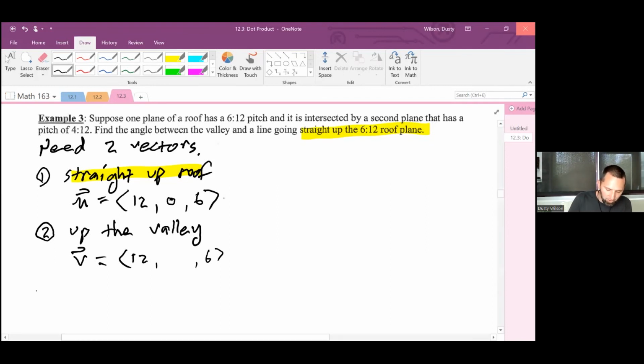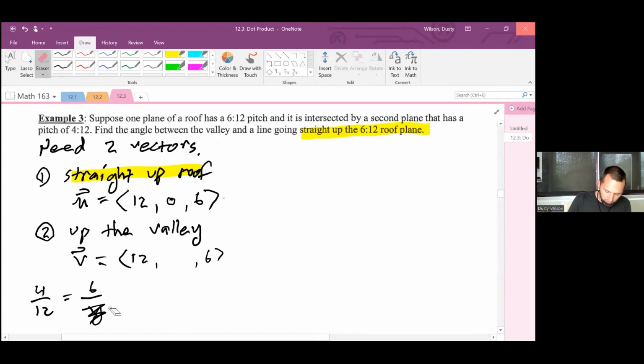Thinking about it this way, 4 is to 12 as 6 is to what? So we need to know what that Y value is. And like we found earlier, the Y value there would be 18. And so now I have my 2 vectors.